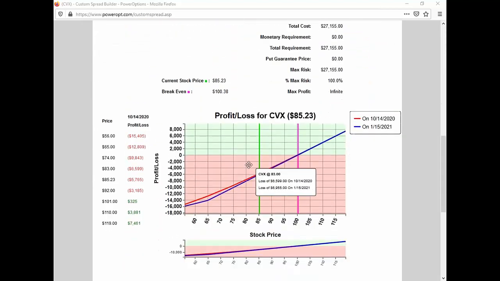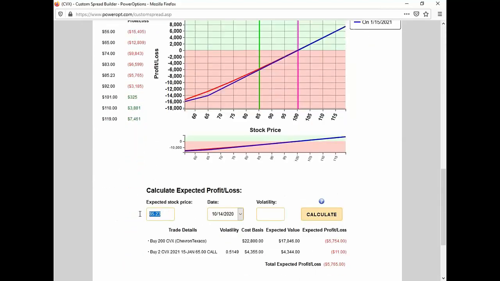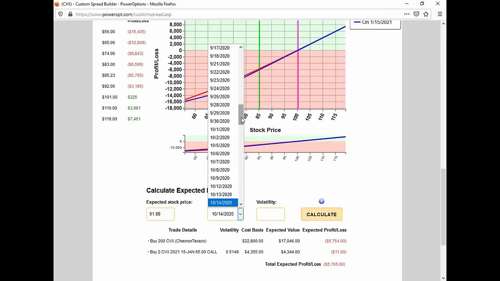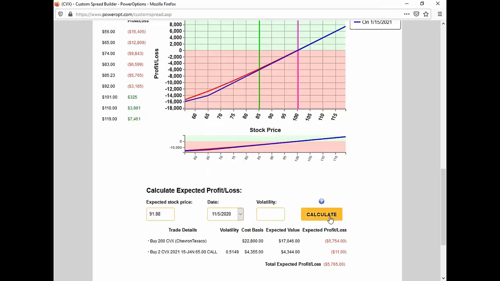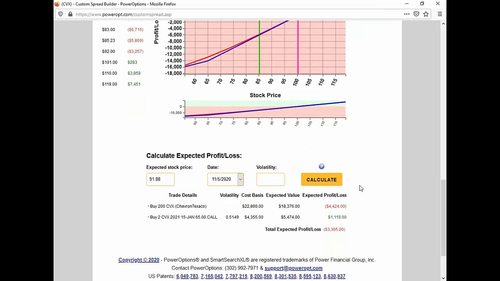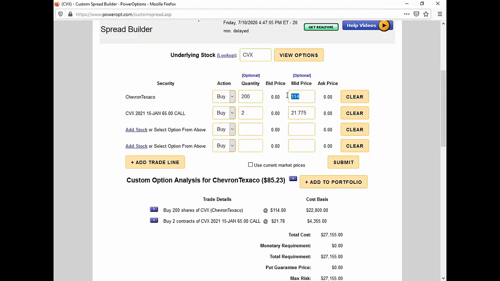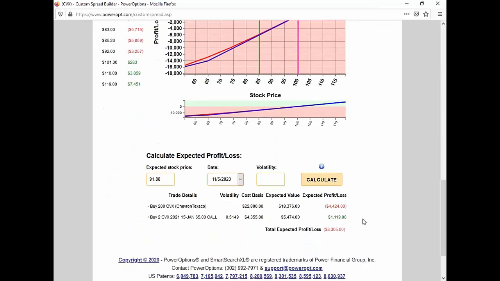Okay. So this is what this position would look like. And let's say the stock did go back up to our $91.88 break even on the stock after averaging down and doing that repair. Okay. And let's say that we reached 91.88 around 11.5. So it goes back up to 91.88. We're still down 4,424 on the stock because we didn't average down in this case. Maybe that would be more fair if I did that. But the long calls only gained $1,000 back. We're still at a loss of 3,000.